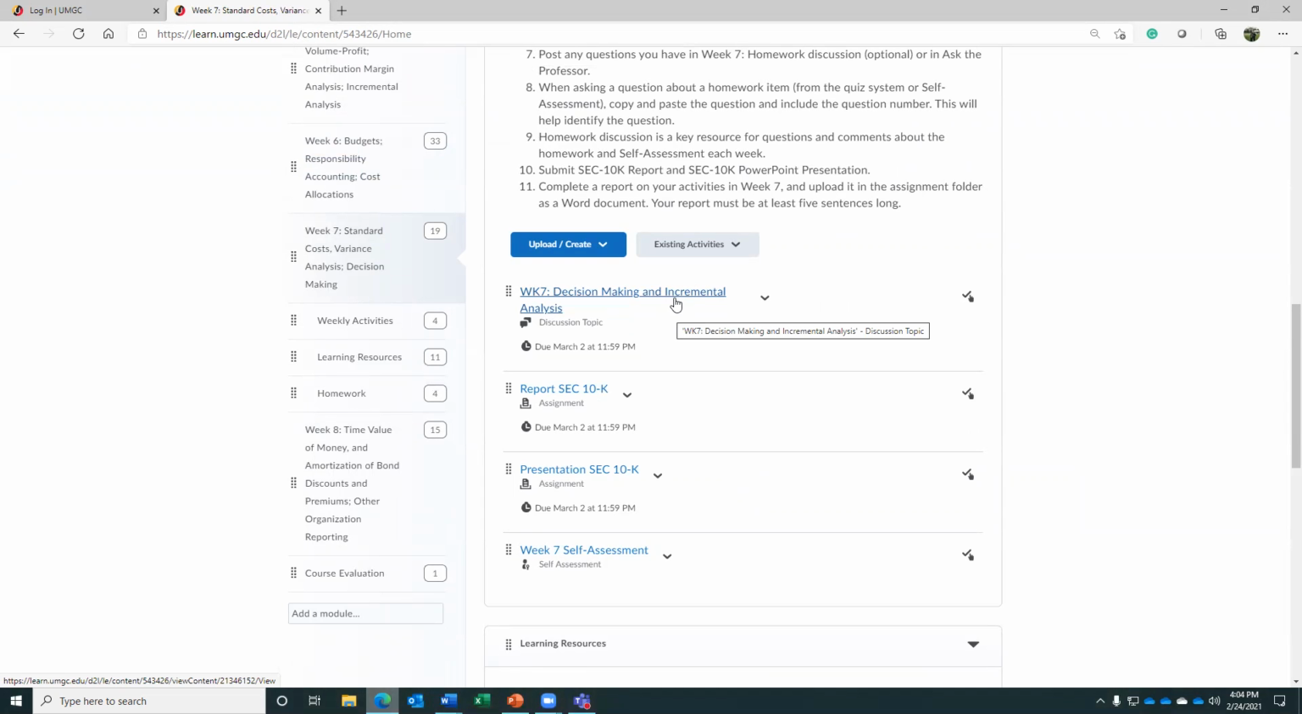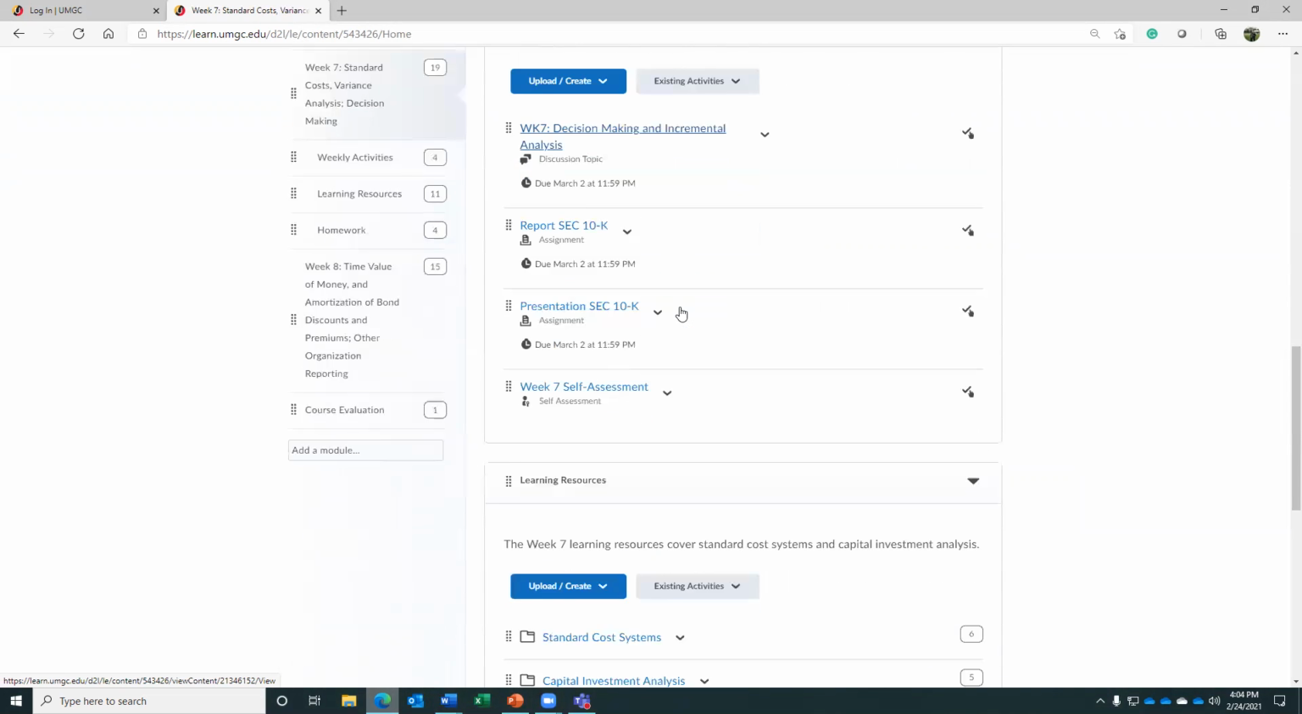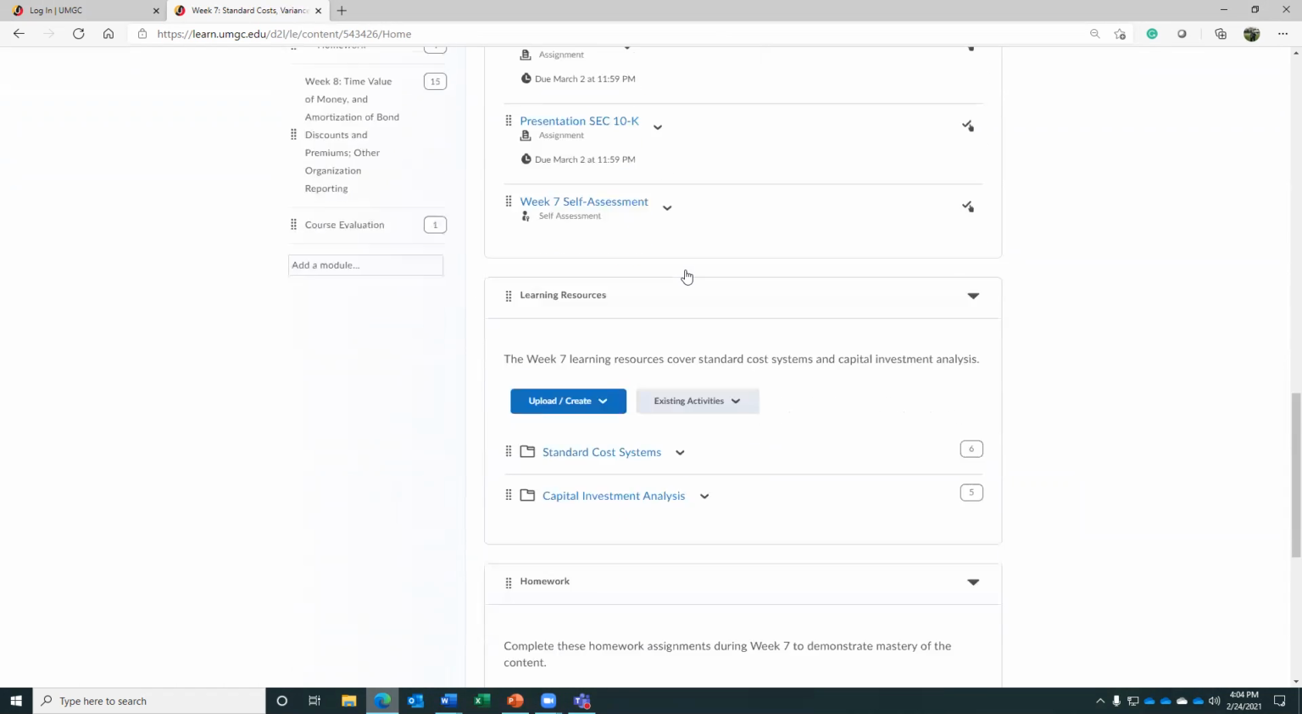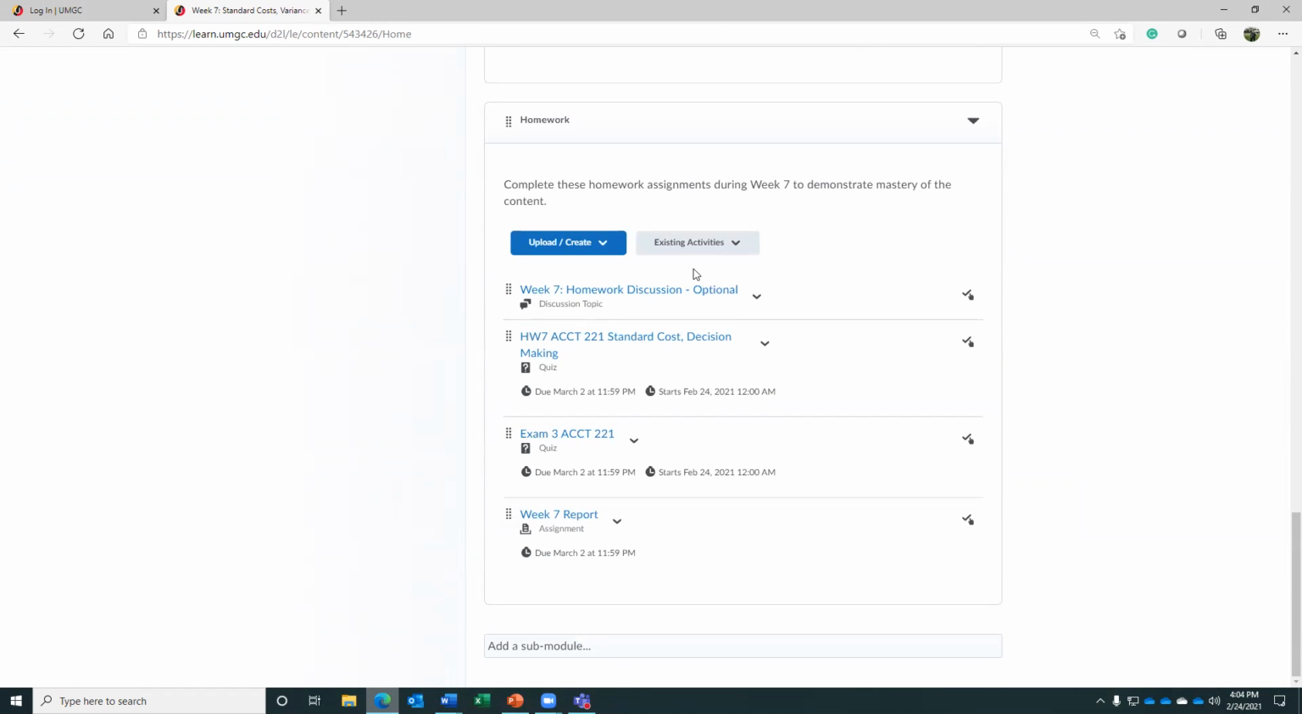We have a decision-making incremental analysis discussion, your report for the 10K project is due. Your final presentation for the 10K project is due. We have exam 3 this week. We have a homework assignment and your week 7 report. That's a lot. It's a very busy week. In fact, this is the busiest week of our course.